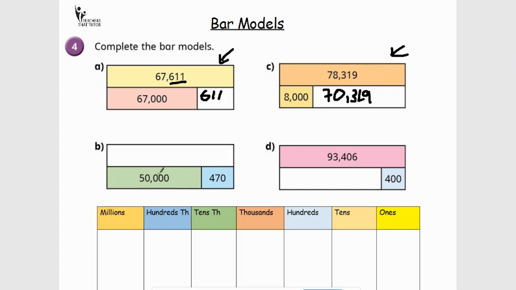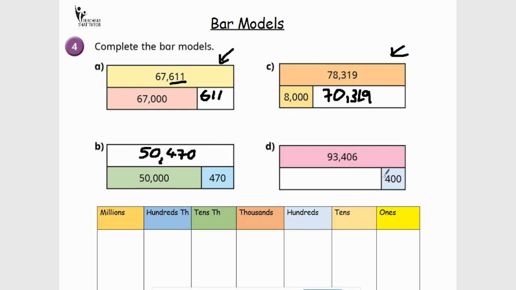For this number, B, the missing number is actually the total this time, but we do have the 2 parts. So a bit simpler, we have to put those 2 parts together. So we're going to put 50,470 together. So that would make 50,470.